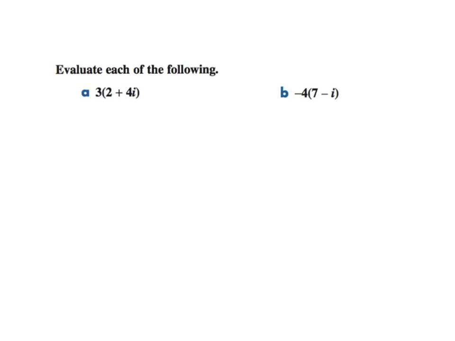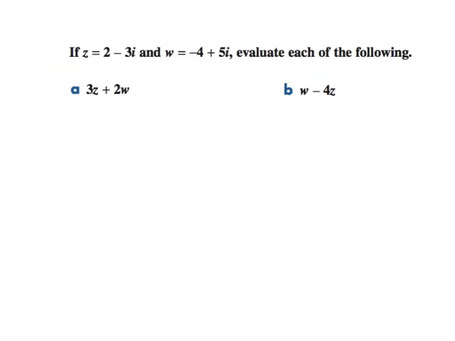All right, I think you guys are seeing that all of these operations are the same. It doesn't matter if they're complex or real. I've got brackets, I'm going to expand them, and I'm going to follow my rules. 3 times 2 is 6, plus 3 times 4 is 12, and it happens to be imaginary i. In the second case, just be careful with your negative signs. So I have negative 28, and then negative 4 times negative i becomes positive 4i.